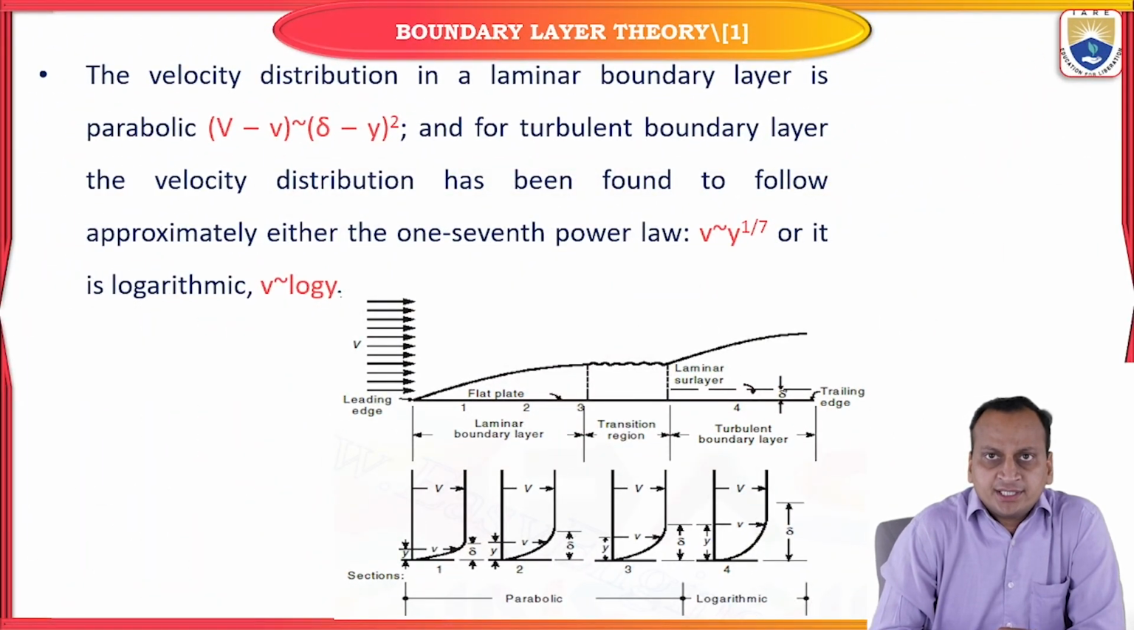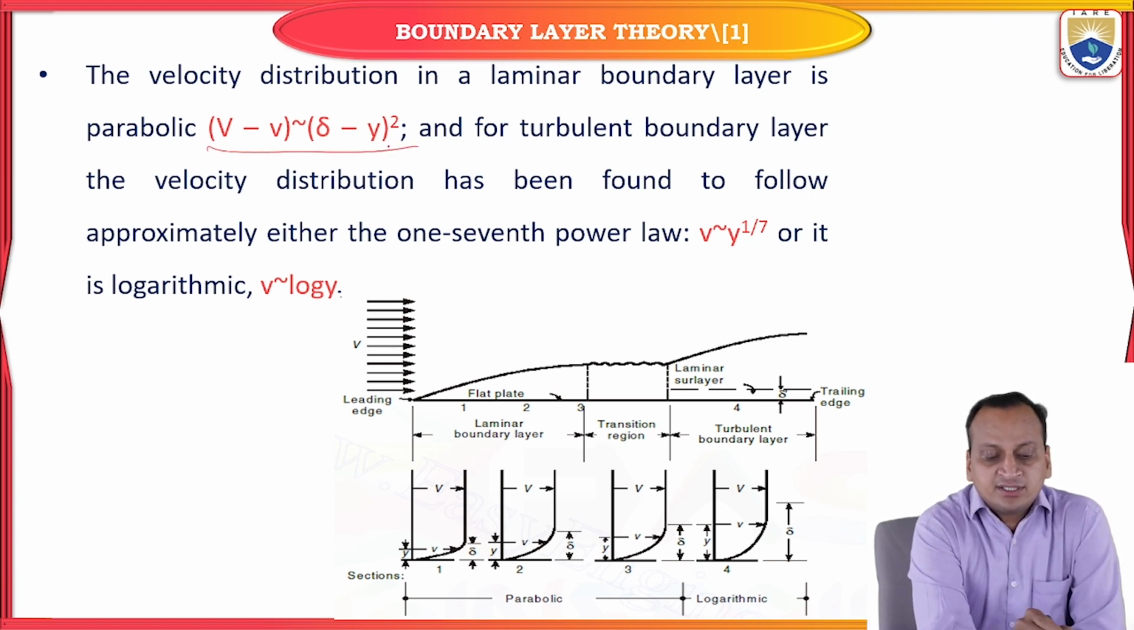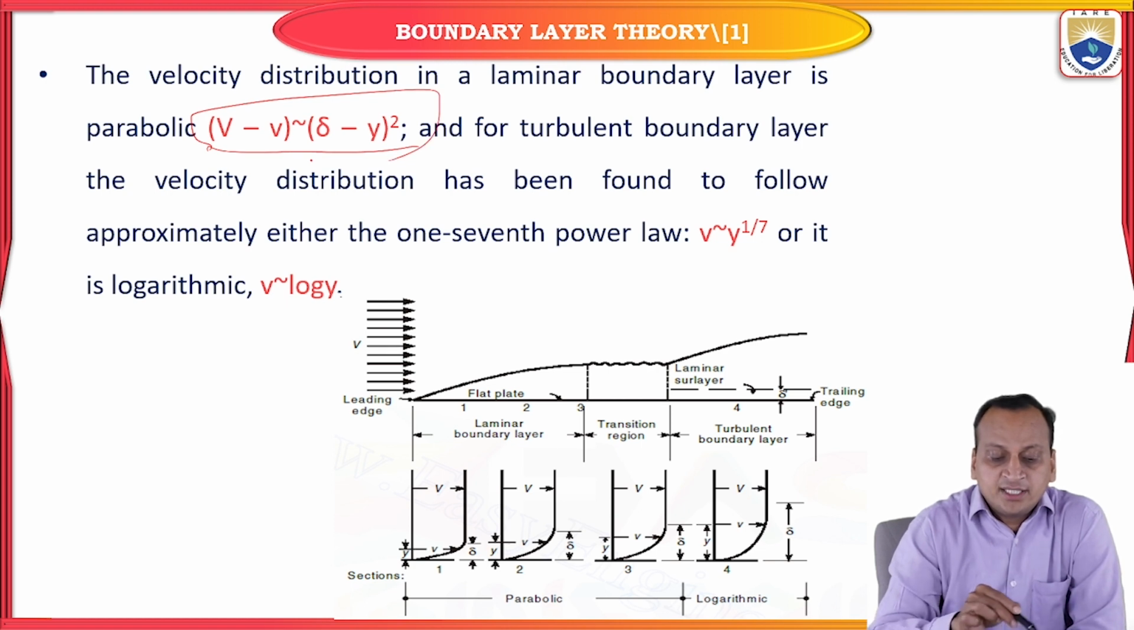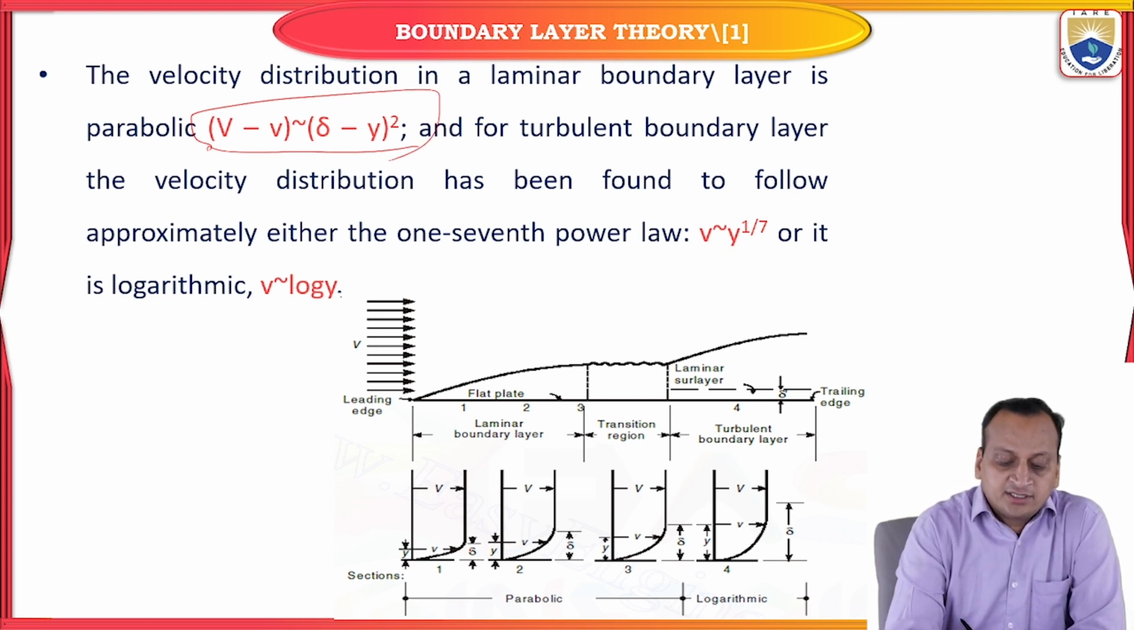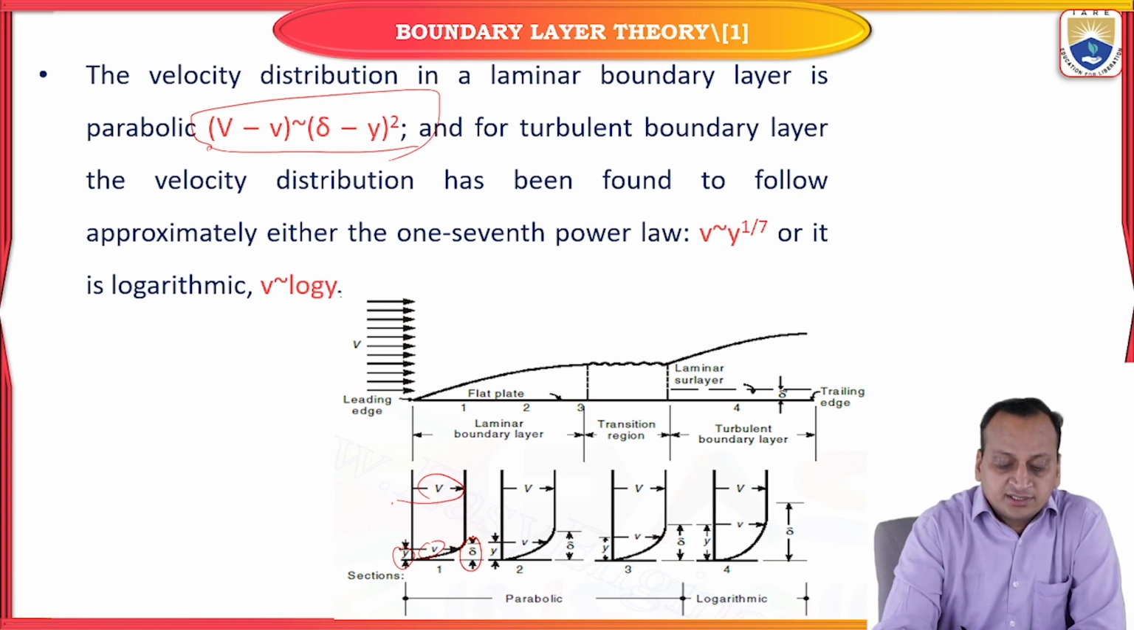The velocity distribution in a laminar boundary layer is parabolic. So that will be represented with this equation: capital V minus small v approximately equals delta minus y square. So there is a parabolic relationship in a laminar boundary layer between the boundary layer thickness delta, and at a distance of y, the velocity is small v, but the mainstream velocity is capital U. The mainstream velocity minus the velocity at a distance y within the boundary layer, small v, is approximately equal to the boundary layer thickness delta minus y.